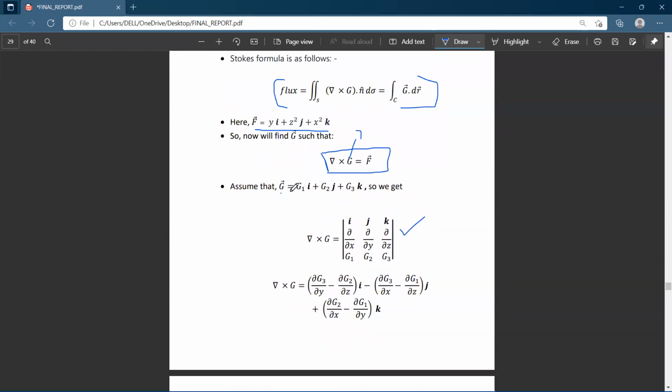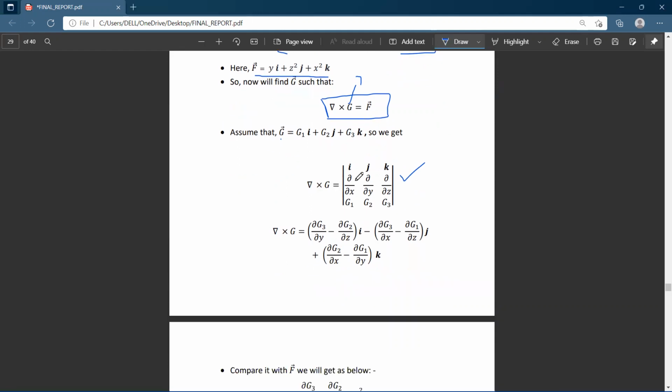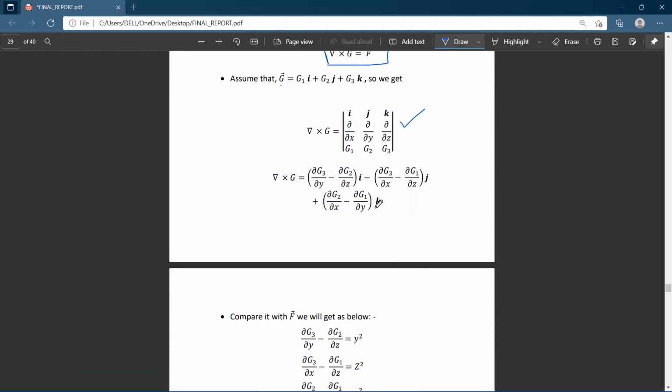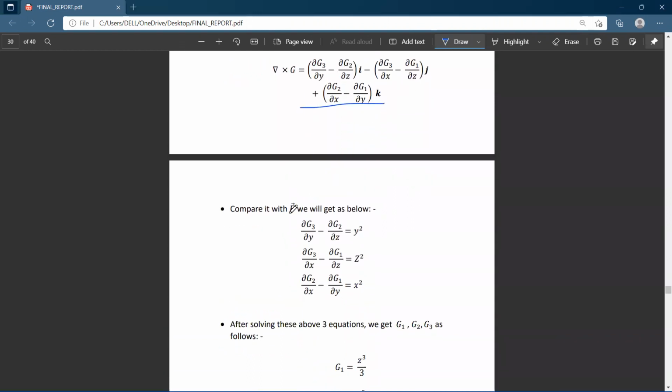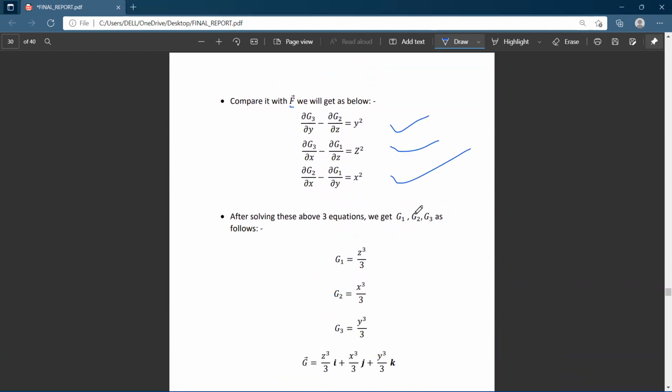Curl of G will be given by this formula, where we suppose G has three components, G1 i cap, G2 j cap, G3 k cap. By following this method, we obtain curl of G as this, and comparing the curl of G with the F vector, we obtain these three equations. Now solving these equations, we get G1 as z cube by 3, G2 as x cube by 3, and G3 as y cube by 3.